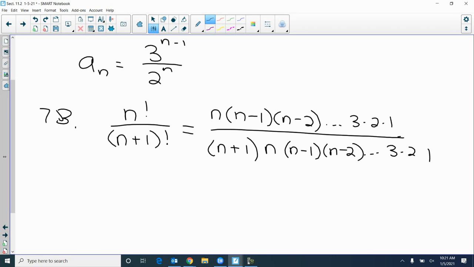All right, now what cancels? Or what's left? Basically everything cancels except for what in the denominator? The n plus 1. Okay, so everything's gone. Boom, boom. And we are left with 1 over n plus 1. Okay, for that one. All right, any other questions on the homework?